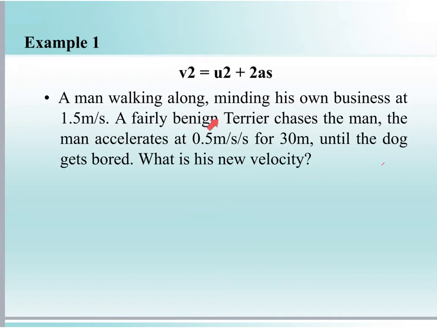So here we go, a man walking along, minding his own business at 1.5 meters per second. So that's his speed. And then some dog comes along, starts chasing him, and he accelerates and runs for 30 meters. What is his new velocity? You could possibly have a go at this if I just rewrite that. So v squared equals u squared plus 2as. Make sure you write out what you know. I'm sure at this point you could have a go at this.